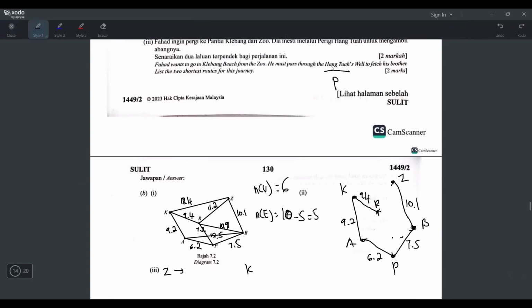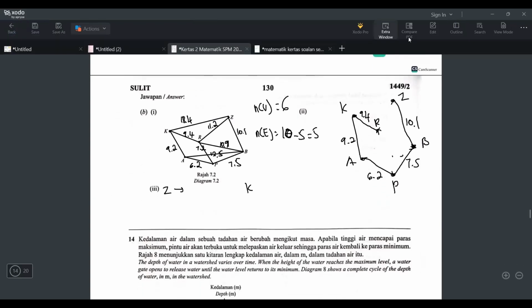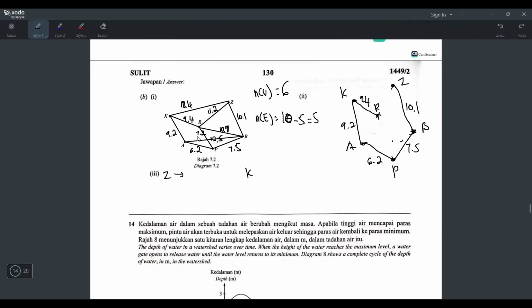Okay, so they want you to list the 2 shortest routes. I'll just list down all the routes first. So let's list all the paths. From Z to K, how to join to K? But you have to pass through P. So you cannot go Z to R, R to K, cannot. It must pass through P.